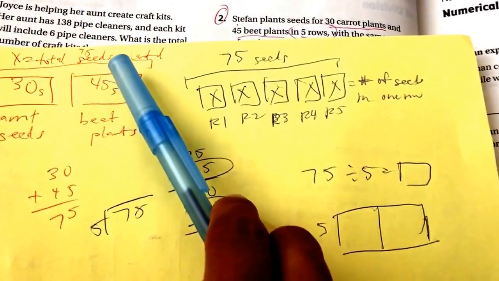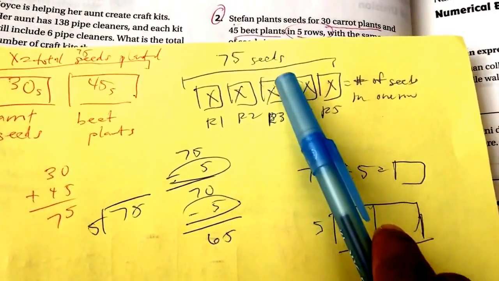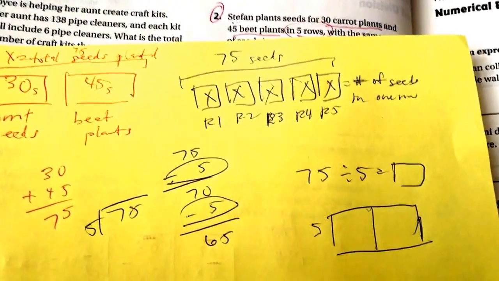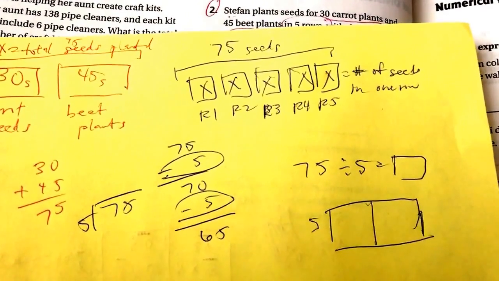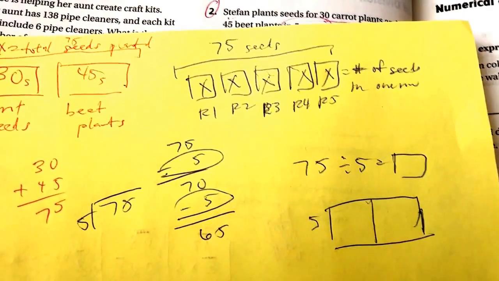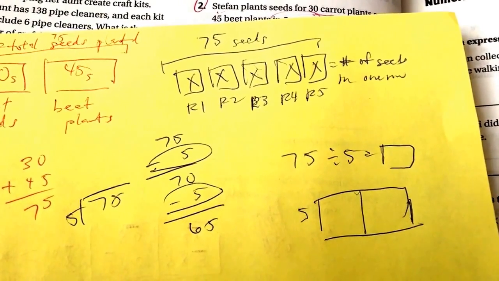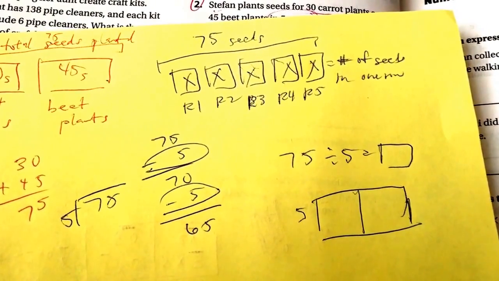First, you had to find out how many seeds were planted. Then you had to figure out how many seeds were in one row. Please rewatch it. Make sure you're not just copying, but you're actually understanding. There's a difference between doing and understanding, between memorizing and applying, and I really want you to focus on that.